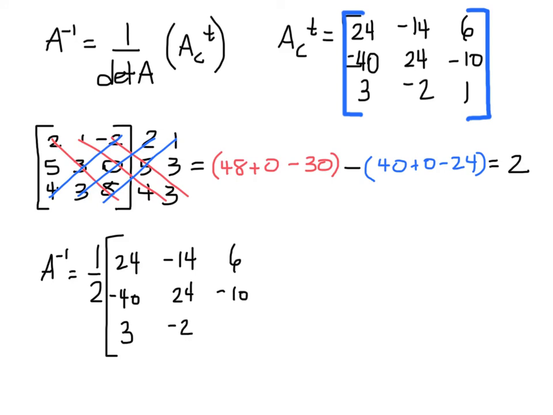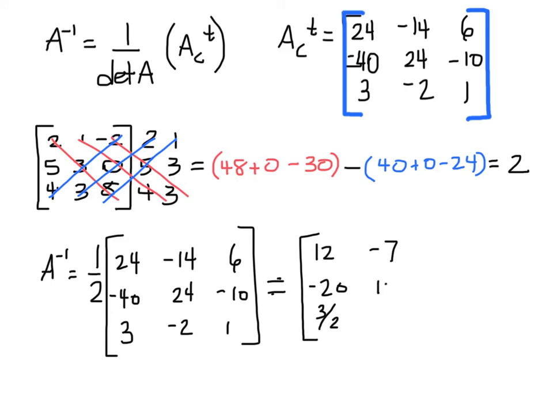And 1/2, again, would be called a scalar. So if I multiply everything by 1/2, I'm going to get and that is the inverse of A. Wasn't that fun?